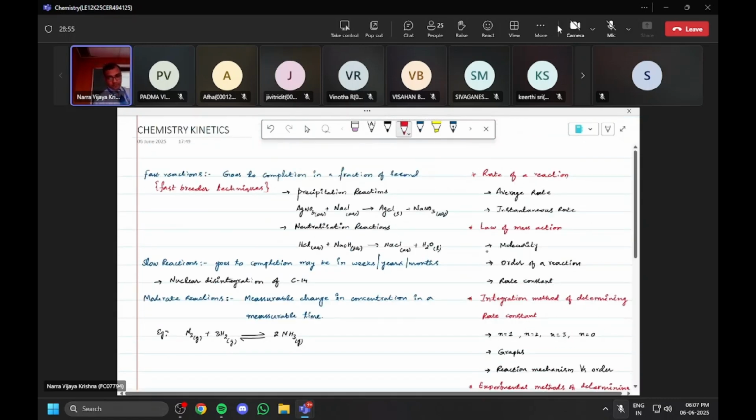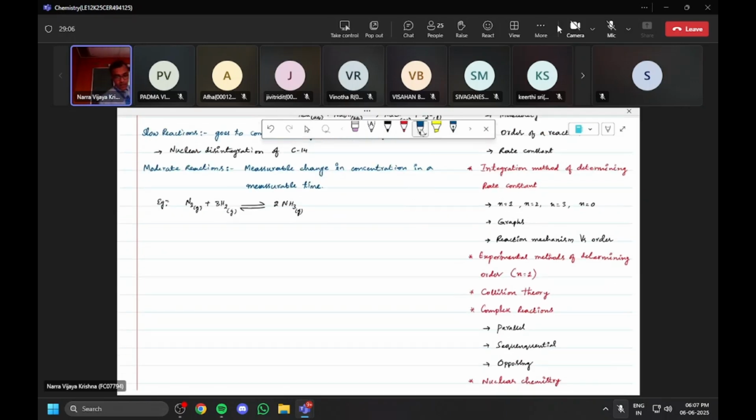What is the rate of a reaction? In that we discussed two things: average rate and instantaneous rate. First I am taking the side heading, rate of a reaction. Under that, first one, average rate. Average rate means change in concentration of reactants upon change in time, or change in concentration of products upon change in time.